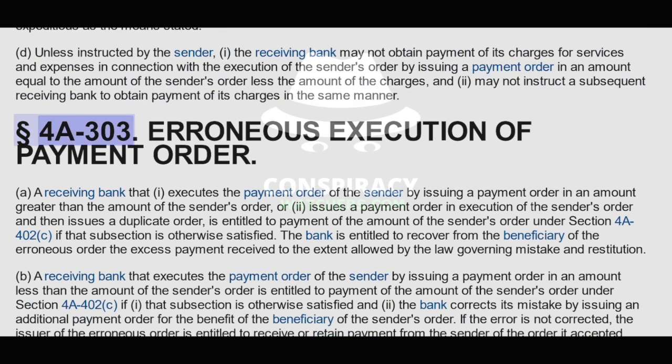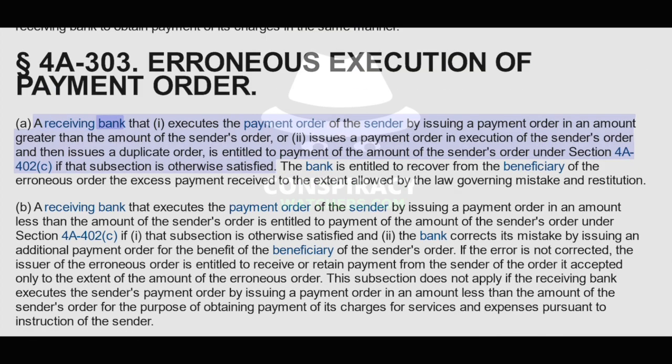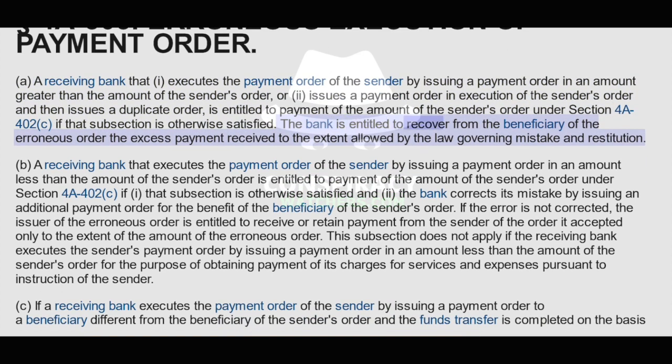Section 4A303. Erroneous execution of payment order. A receiving bank that executes the payment order of the sender by issuing a payment order in an amount greater than the amount of the sender's order, or issues a payment order in execution of the sender's order and then issues a duplicate order, is entitled to payment of the amount of the sender's order under Section 4A402 if that subsection is otherwise satisfied. The bank is entitled to recover from the beneficiary of the erroneous order the excess payment received to the extent allowed by the law governing mistake and restitution.